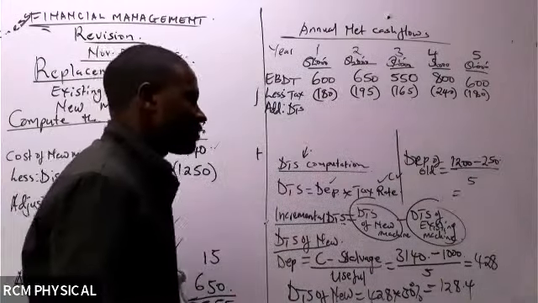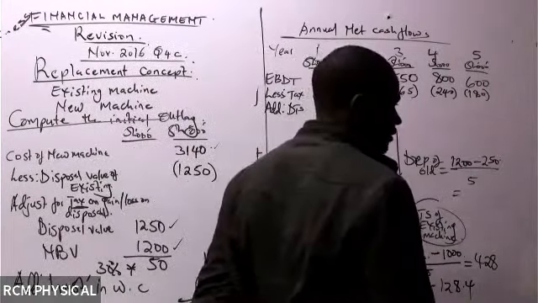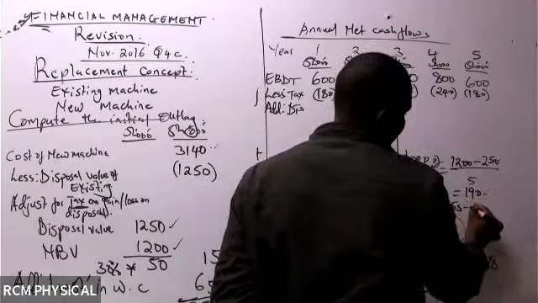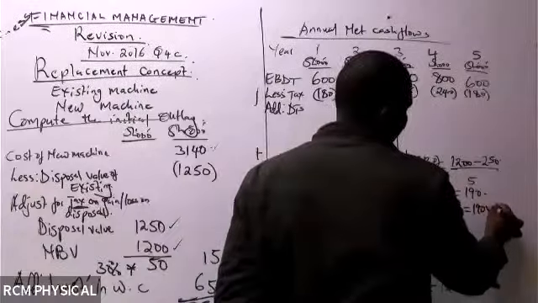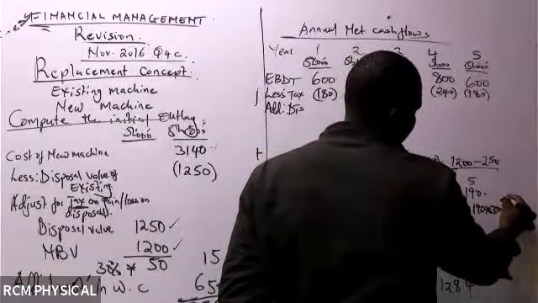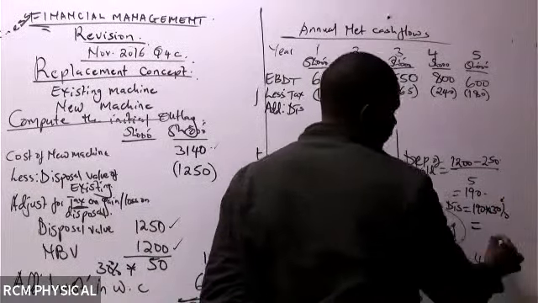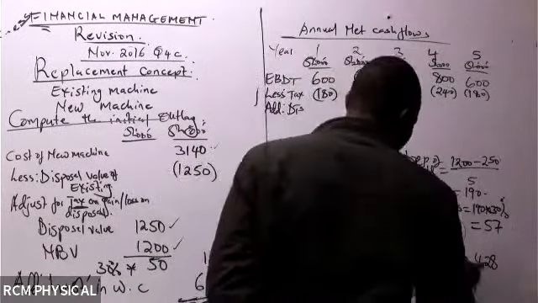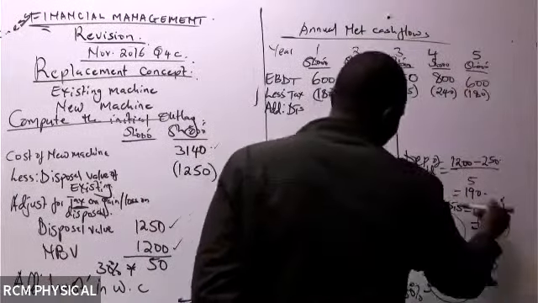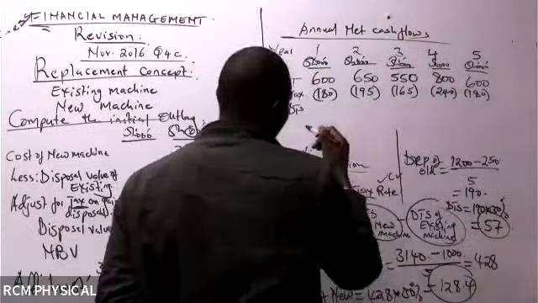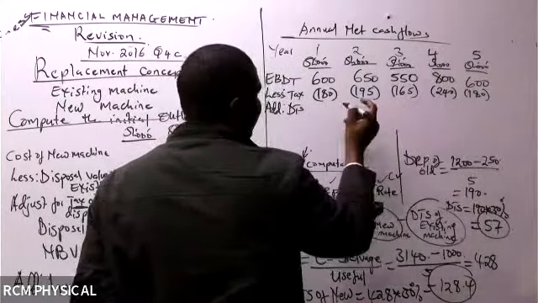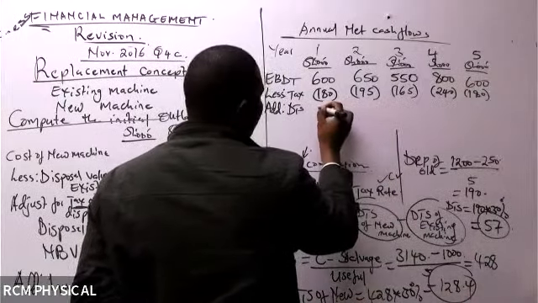This is very, very interesting. The depreciation is 190. So can you get the BTS? It is 190 times 30%. So what is the BTS now? 57. So incremental BTS will take that of the new minus that of the old. So what is our incremental BTS? Then you subtract 128.4 minus 57, which gives 71.